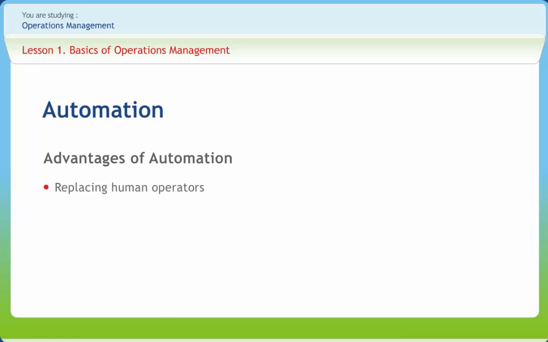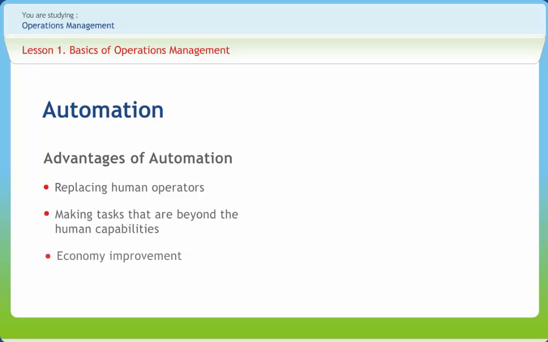replacing human operators in tedious tasks, replacing humans in tasks that should be done in dangerous environments, making tasks that are beyond the human capabilities, such as handling too heavy loads, too large objects, too hot or too cold substances, or the requirement to make things too fast or too slow. Economy improvement. Sometimes and some kinds of automation improve the economy of enterprises, society, or most of humankind.